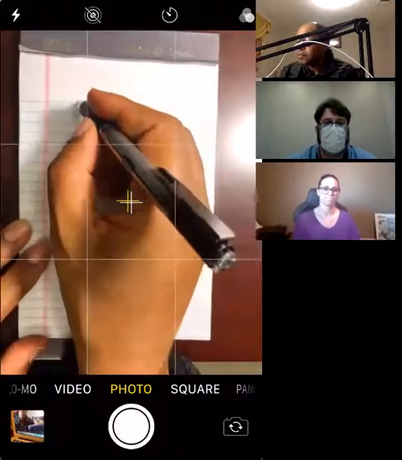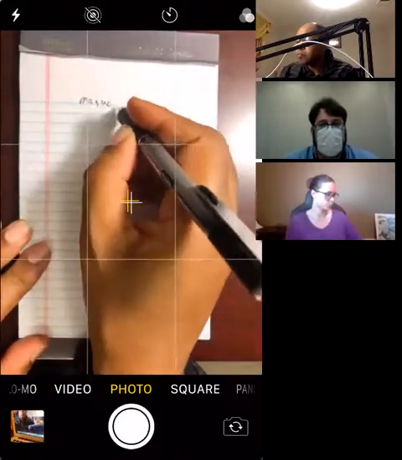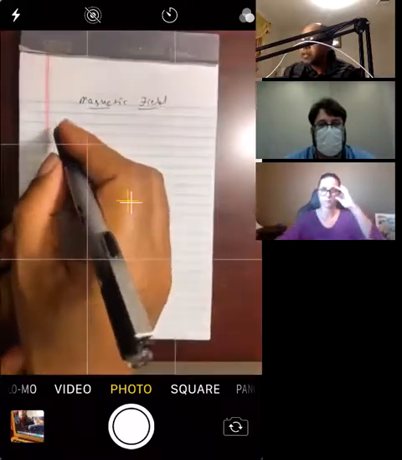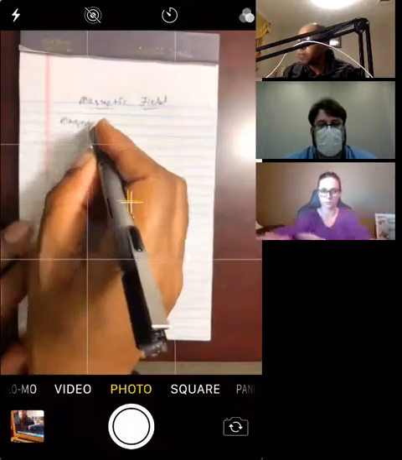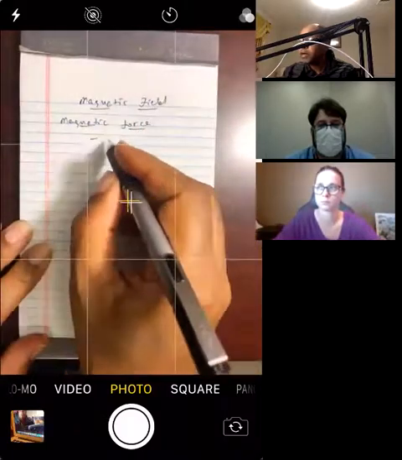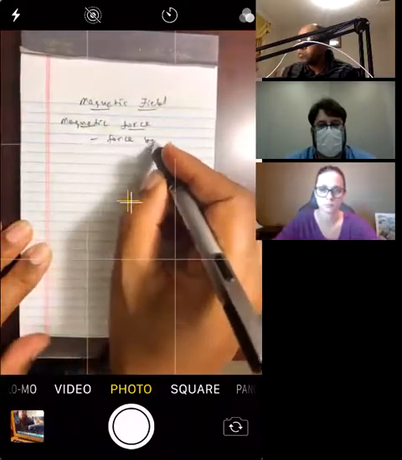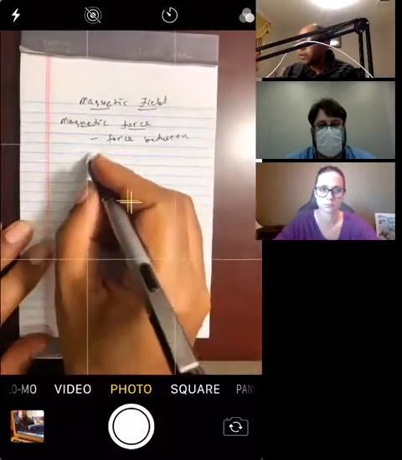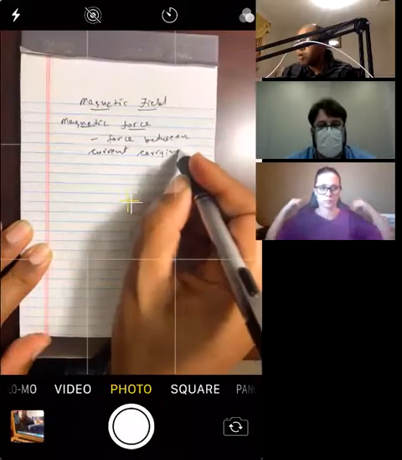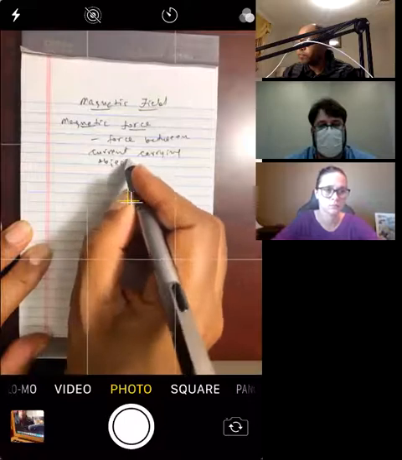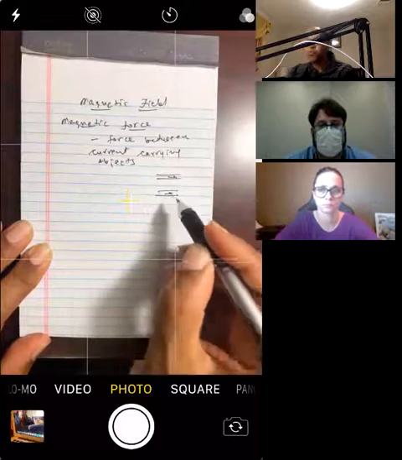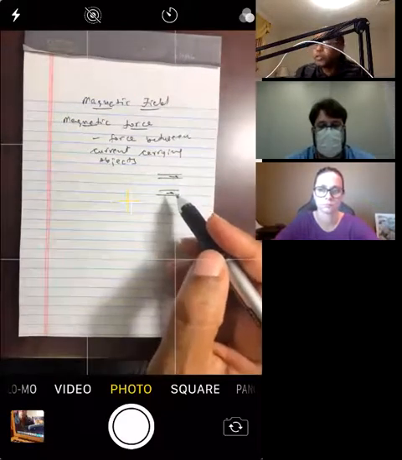So this chapter is on magnetic field. Let's start by defining magnetic force. Magnetic force is the force between current carrying objects, which means motion of charges. If you have two wires carrying currents like this, there will be magnetic force between them because of the motion of charges in those wires.